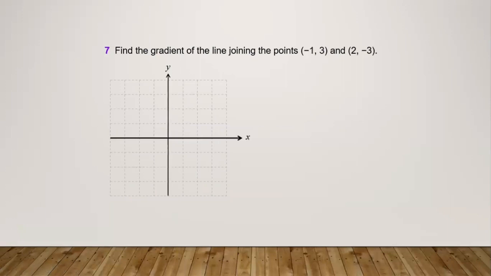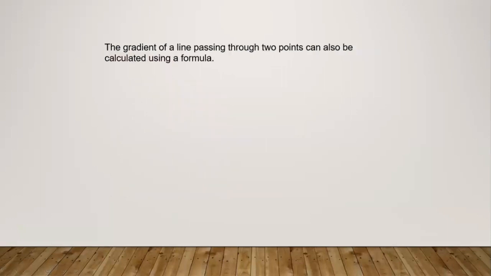Again we are given points. We join these points, (-1, 3) and (2, -3). So this is (-1, 3) and this is (2, -3). The gradient is 6 upon 3, but since it is sloping from left to right, it is going to be negative. So minus 6 upon 3, which is minus 2.